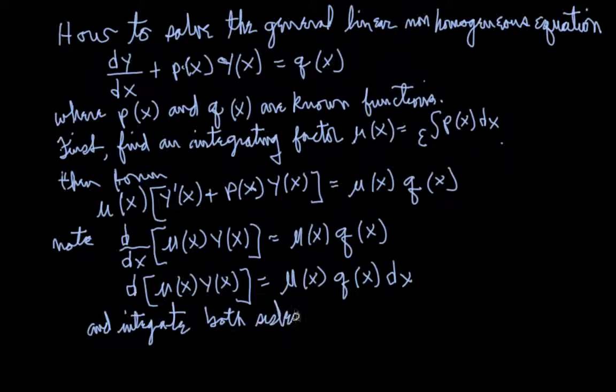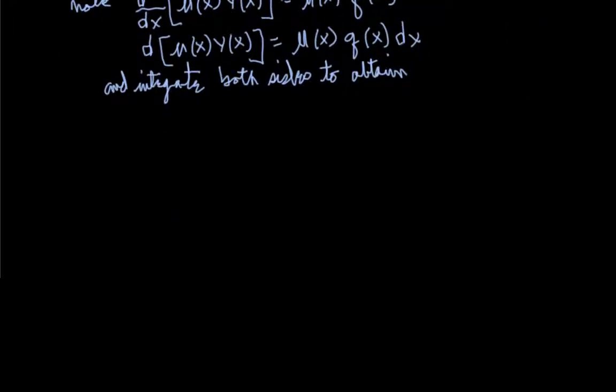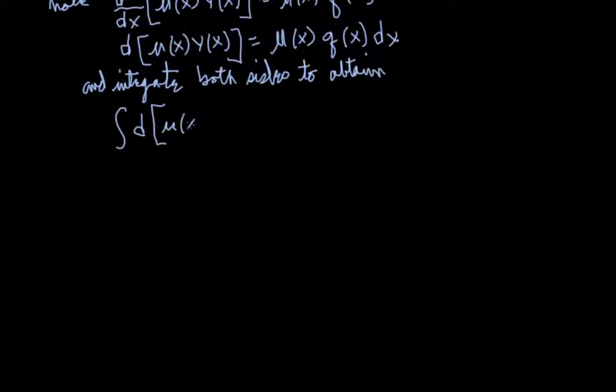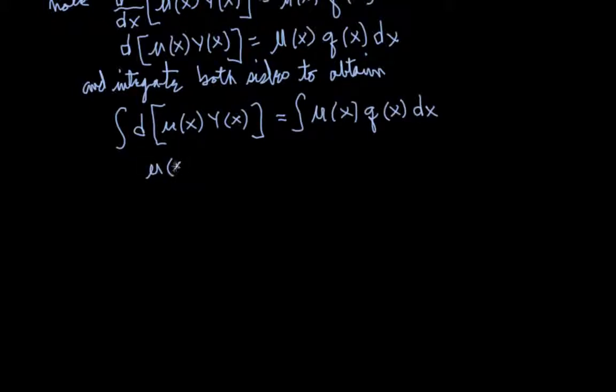And if we have the right mu, then this should be the integral of the differential of mu times y. In other words, the integral of the derivative of mu times y. So the integral of the derivative will give us just mu times y, as seen on the screen.